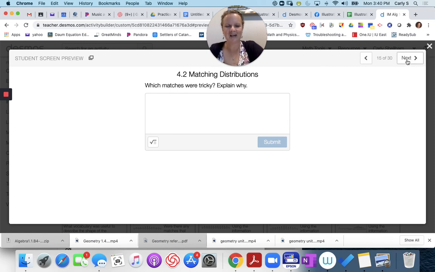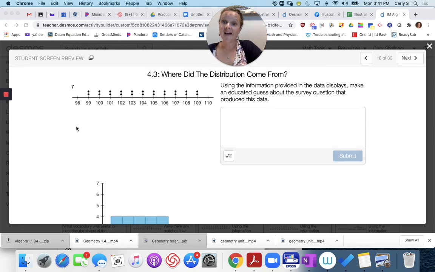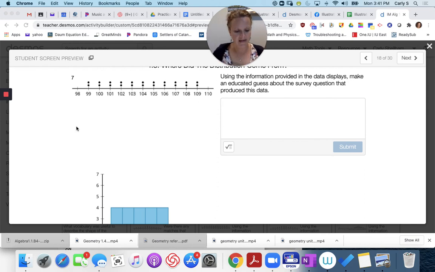All right, so let me check one more thing. All right, so this is the last part of the lesson. Where did the distribution come from? So looking at this data, using the information provided, make an educated guess as to what the survey question was that produced this data. I don't know. It's very even, right? What would we guess for this one? $99, $100, $101. There's 2 data points for each number. What do you guys think it would be?